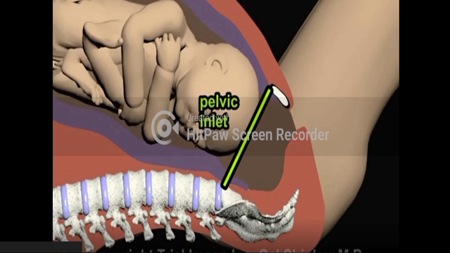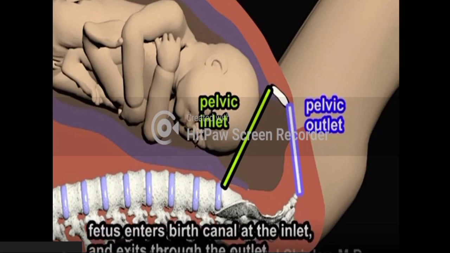The pelvic inlet is described by a line going from the top of the pubic bone to the top of the sacrum. The pelvic outlet is described by a line going from the bottom of the pubic bone to the tip of the sacrum. So the fetus enters the birth canal at the pelvic inlet and exits through the pelvic outlet.